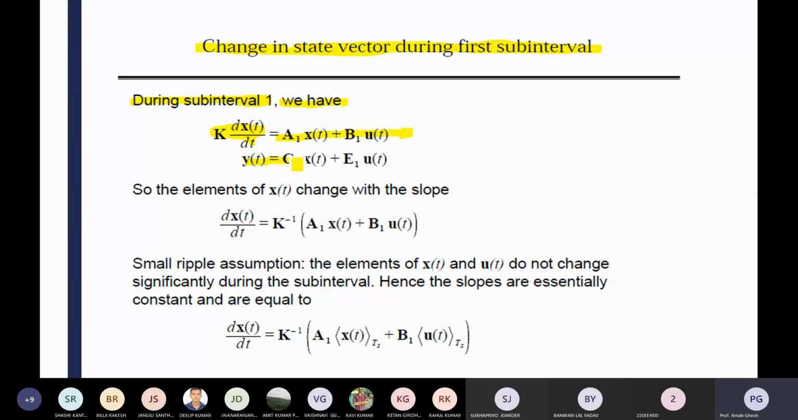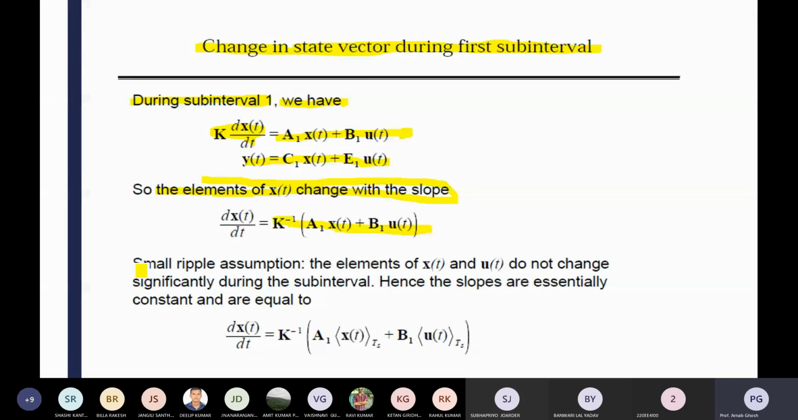Output vector y(t) equals C1 x(t) plus E1 u(t). So then what will be the elements of x(t) in the change in the slope? Okay, so you can get the same simple thing. So you can add them. You can get that value of dx(t)/dt. So it is K inverse, K inverse (A1 x(t) plus B1 u(t)).